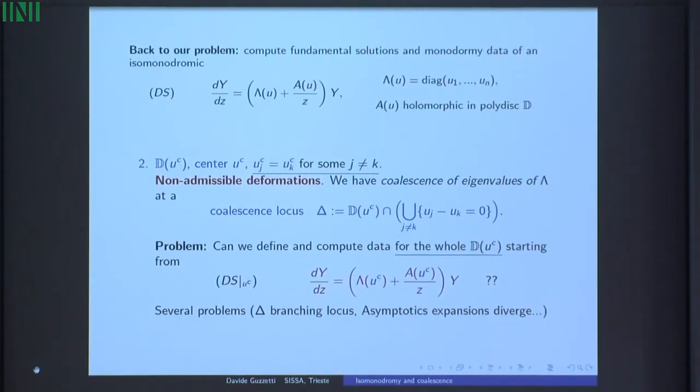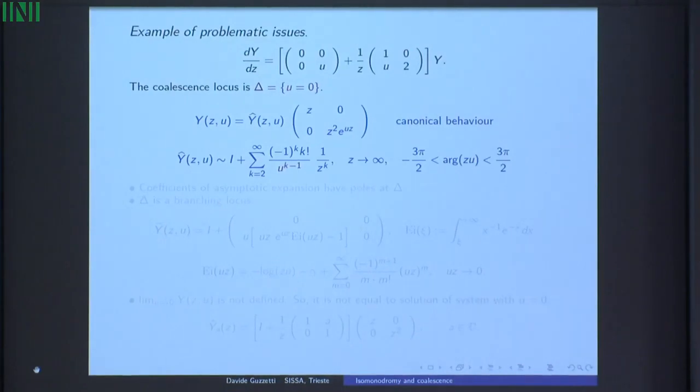So actually, the problem is hard, because when the eigenvalues of the leading matrix coalesce, we lose several good analytic properties of solutions, and also monodromy data. Suppose you can define monodromy data of the system at the coalescence points. In general, they are not very easily related to the points when you move away from the coalescence locus. So let me just give an example.